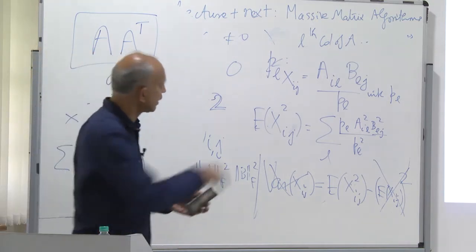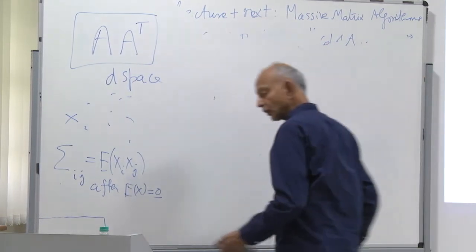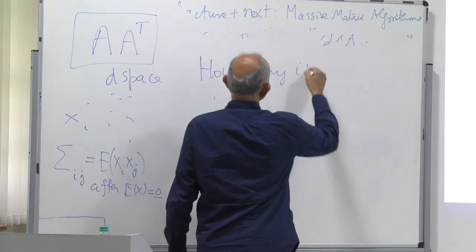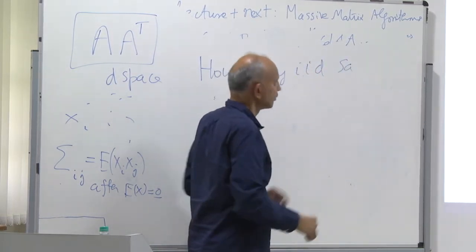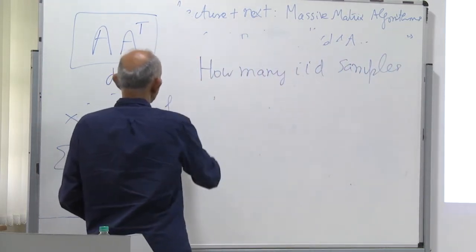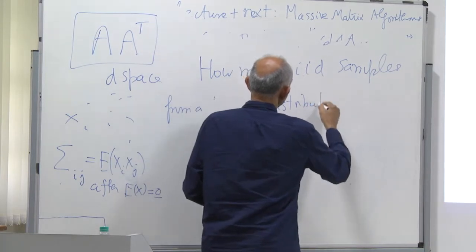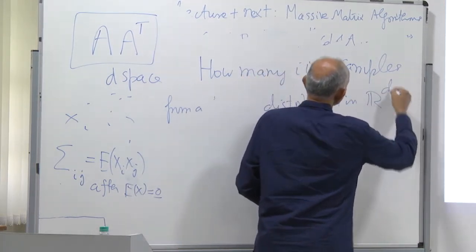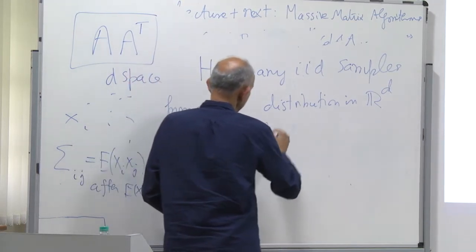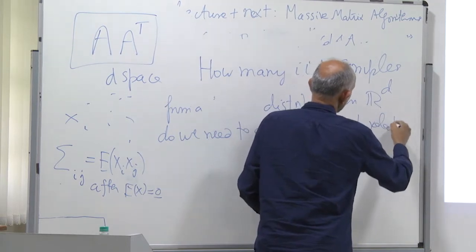So a question that actually originally led to all of this work, in a way that probably I won't describe, is the following question. How many IID samples? So this is an aside, so if you don't know some of these terms, don't worry. It won't be necessary for later. How many IID samples from a probability distribution in R^D do we need to approximate sigma to relative error epsilon?